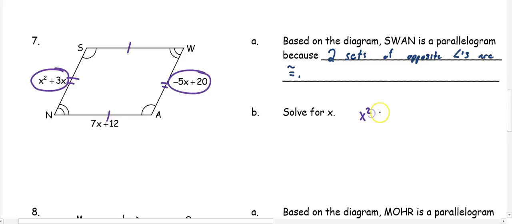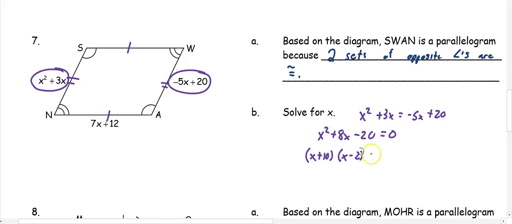So we get x squared plus 3x equals negative 5x plus 20. So I'm going to move everything to the x squared side. So I get x squared plus 8x minus 20 equals 0. So now I need to factor. I need two numbers that multiply to negative 20 and add to 8. So I have x plus 10 and x minus 2 equals 0.